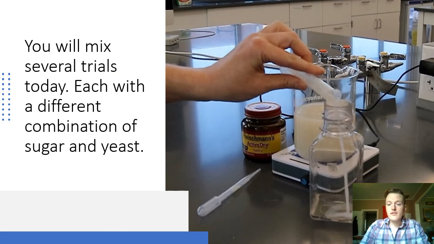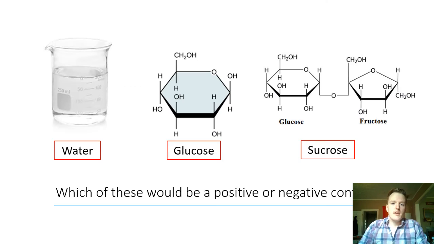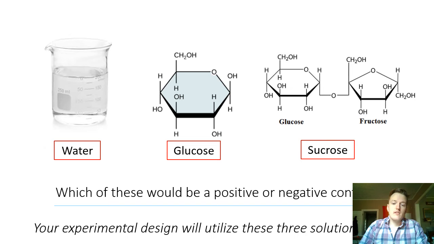You will be looking at several different trials, and the trials in this case are different combinations of sugars and the same yeast cultures. So this is again where you'll need to think about the control groups, which one of these would be the positive or negative controls. Your experimental design is absolutely going to be using these three solutions. And so remember that we're looking at metabolism, so we're looking at the breakdown of these complex or more complex sugars when you're thinking about the positive and negative controls.